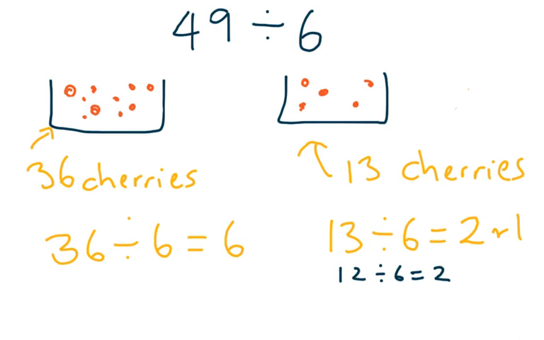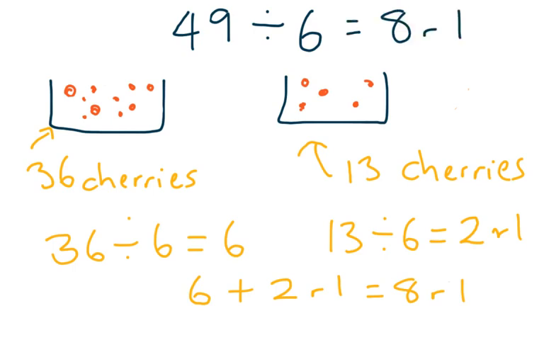So I've shared out 6 out of the 36 group. I've shared out 2 out of the 13 group. So altogether, I've shared out 8. And of course, I've had 1 left over. So 49 divided by 6 is 8 remainder 1.